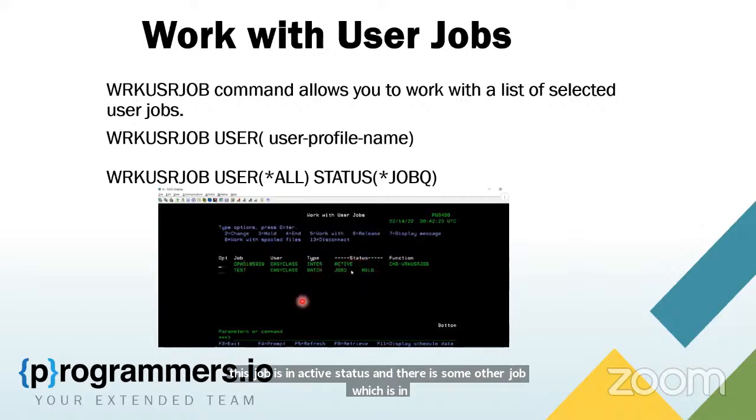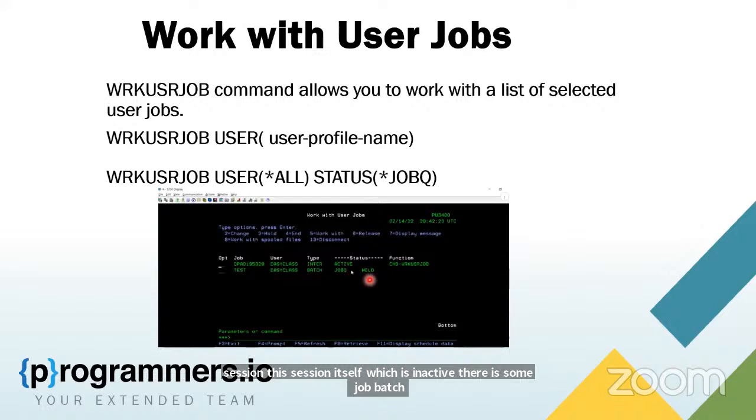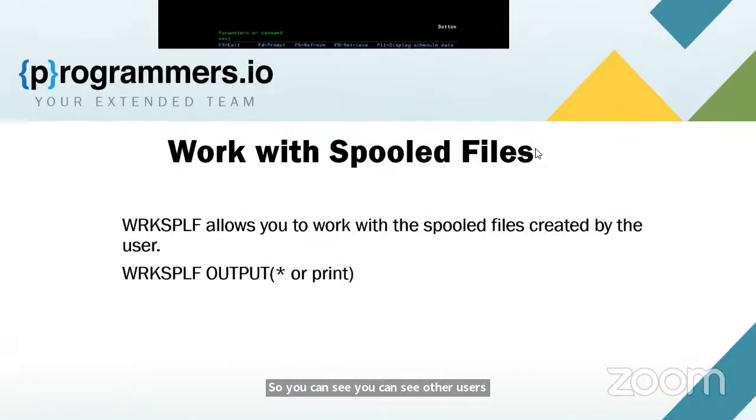So it is this session itself which is active. There is some batch job which you have submitted in batch. It's in the job queue. It is in held status. So you can see other users' jobs also if they have given sufficient permission.